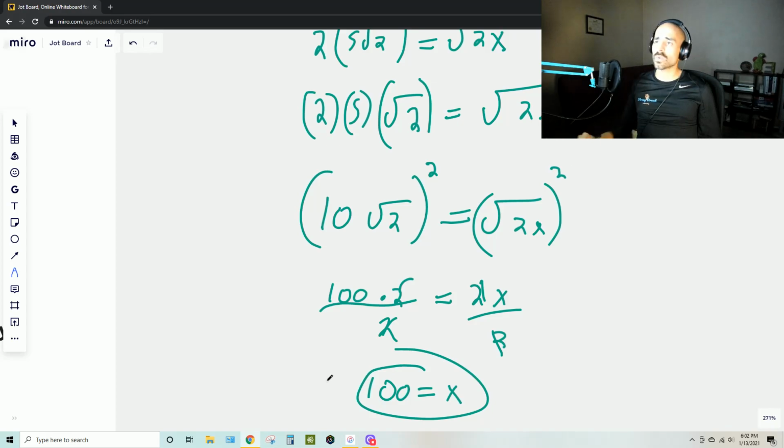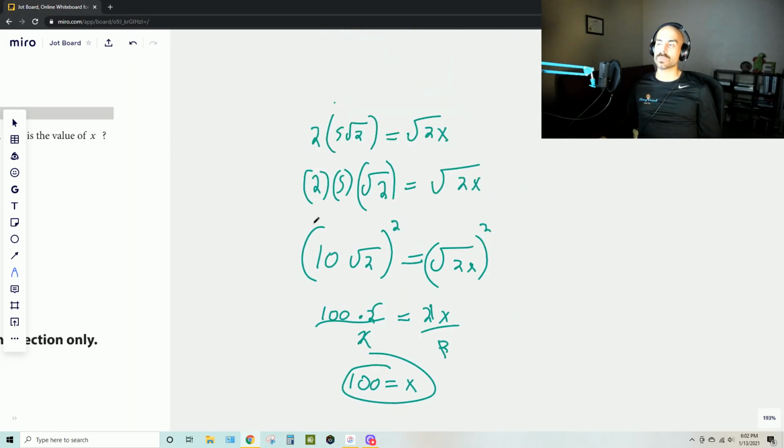No wrong way to do it. Whatever is more natural for you. You just want to be comfortable working with radicals and being able to eliminate them or being able to rationalize them.